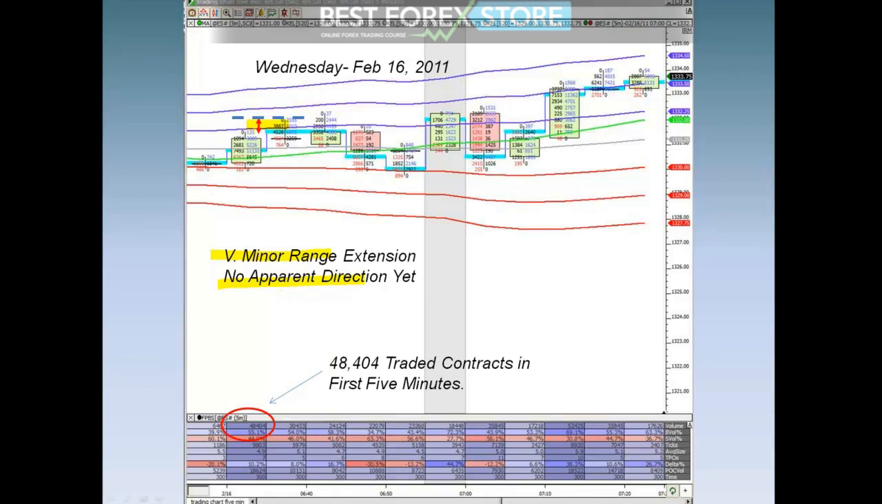Wow, we're moving up. I did get a range extension, but you have to look at the extent of the range extension and the volume that accompanied that range extension. How much volume did it take to give us this range extension? Should I have expected more or less? And these things, you develop a feel for them, but you definitely have to be looking at your charts and collecting the data to do that.